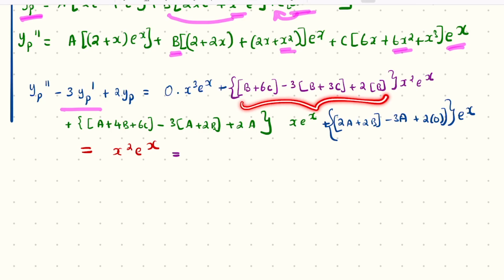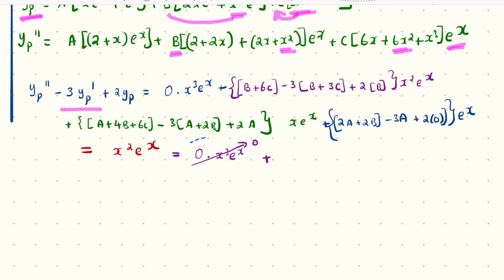If I clean this up, I have a b here, a minus 3b and a minus 2b, so it's going to be gone. You have a plus 6c, and then you have a 9c here, minus 9c here, so you're going to have minus 3c. So if you clean it up, I'm going to have 0 times x cubed e to the x. That's a 0, so I don't have to worry about them.